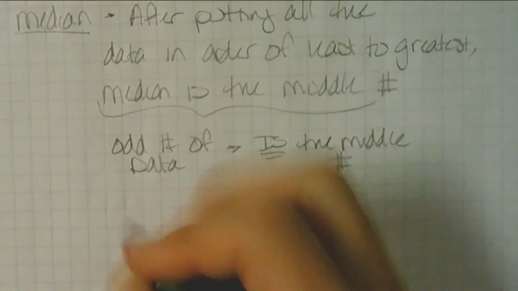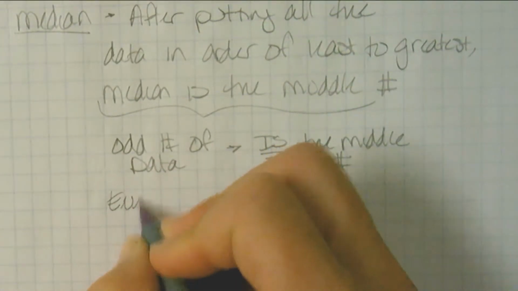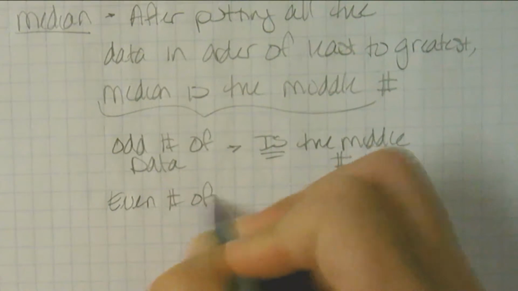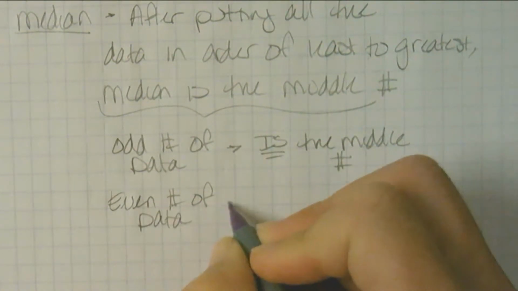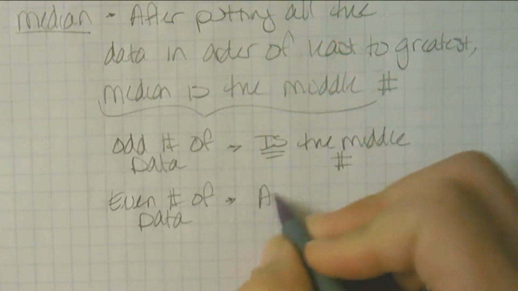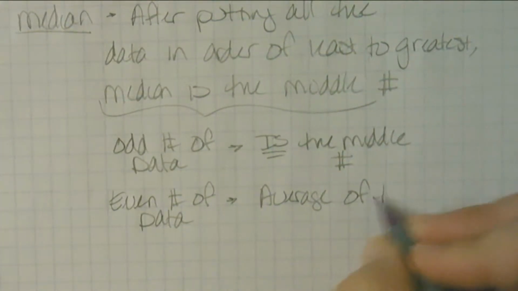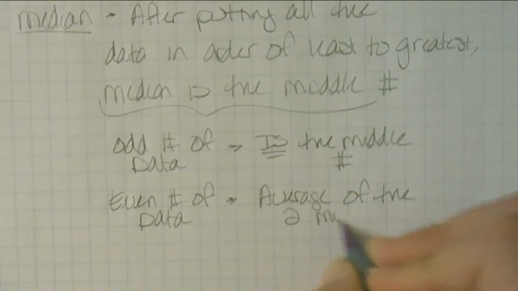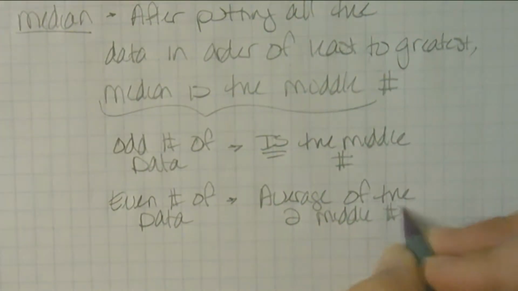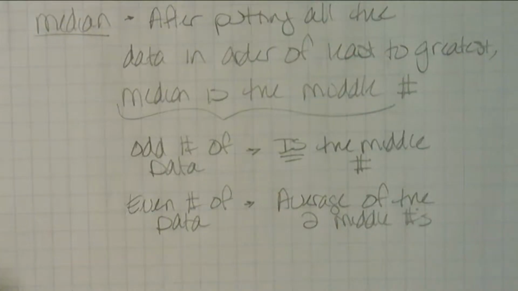But as Matthew said, when we have an even number of data, it is the average, or the mean, of the two middle numbers. All right, so median does have a little bit of math that goes with it if I have an even amount of data.